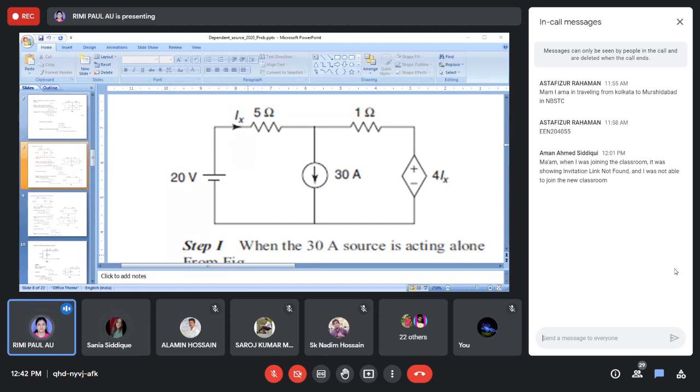Ma'am, Ix double prime is equal to 2 ampere. Ix double prime. You are from zone 3, Sania? Yes, ma'am. 3 ampere, right? 2 ampere. 2 ampere. Okay.